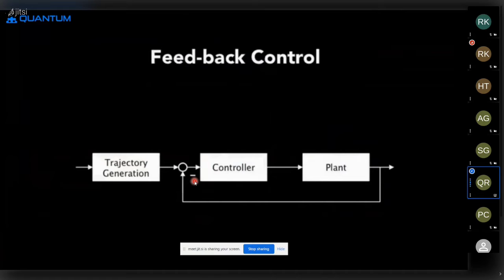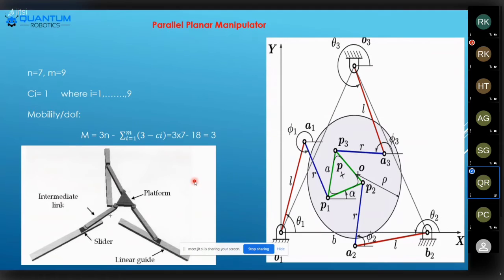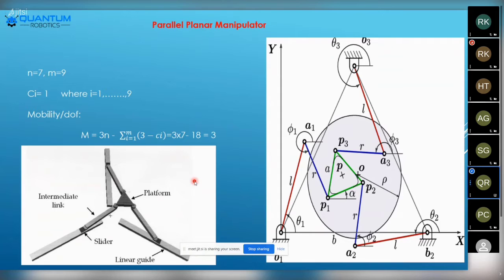And here you can see how the parallel planar manipulator works and how it is going to give us the particular output.